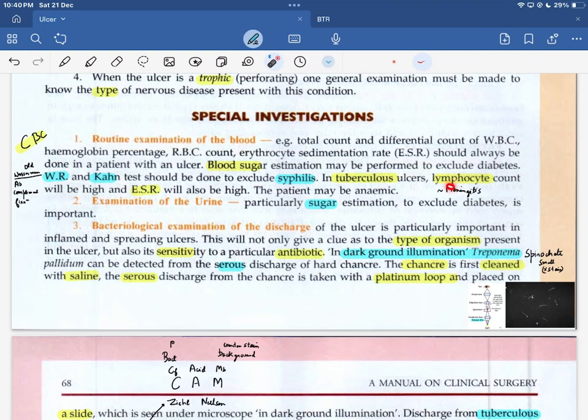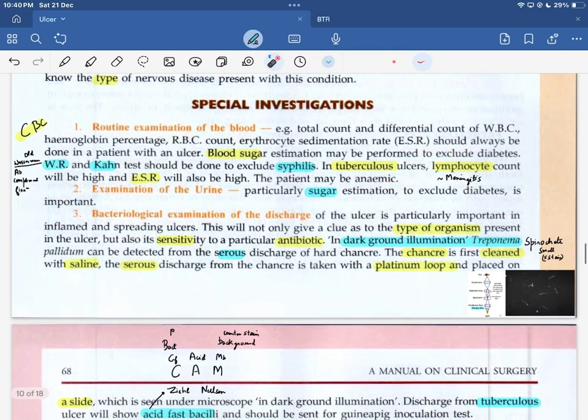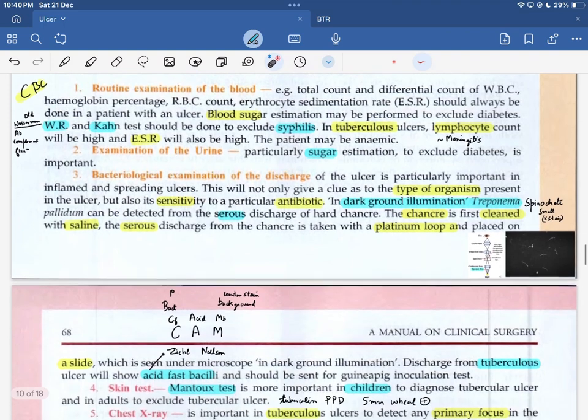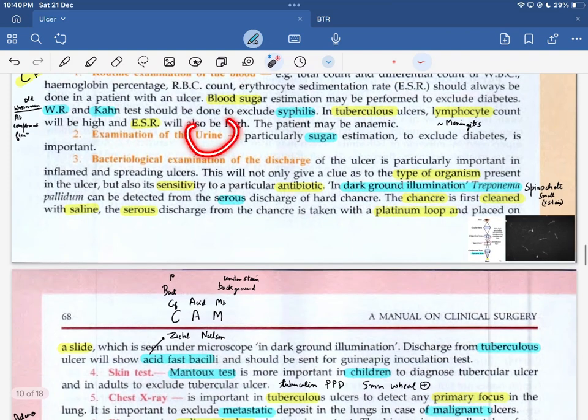In tuberculosis, you can see the lymphocyte count, like we all see in tuberculous meningitis in the CSF, heavily lymphocytic. The ESR, the erythrocyte sedimentation rate, is usually an acute phase reactant, so it's going to be raised, and there might be anemia, which is very usual and that we already do anyway. And CBC, blood sugar, whatever. And you can do the examination of urine also, because obviously you can see the sugar there.